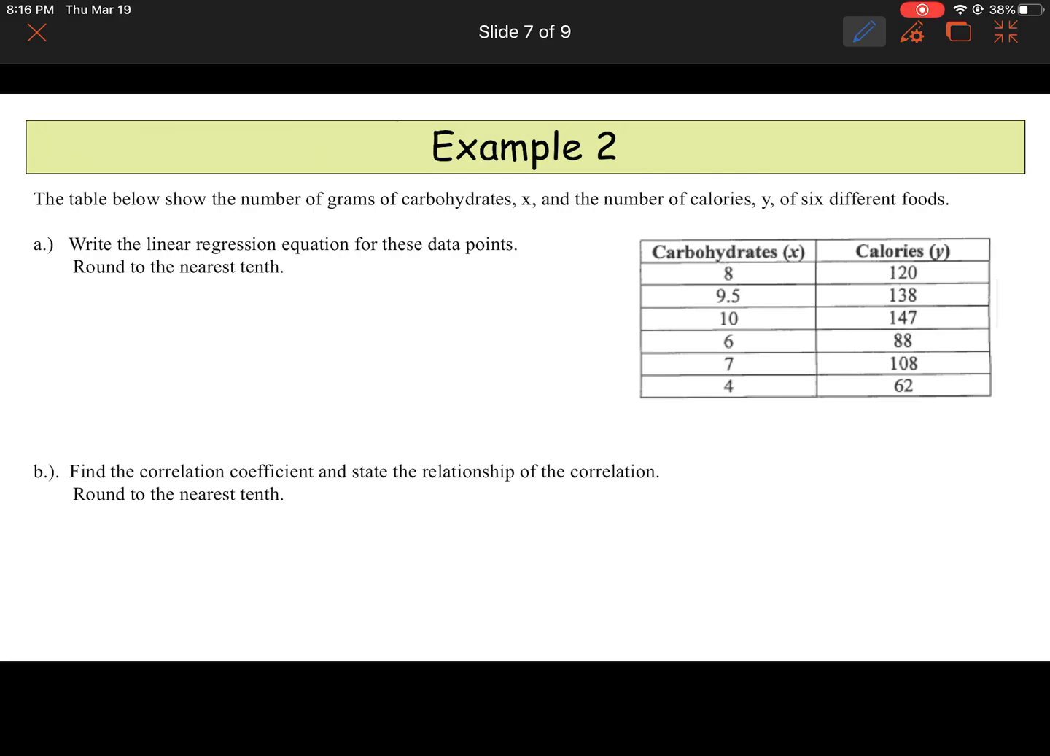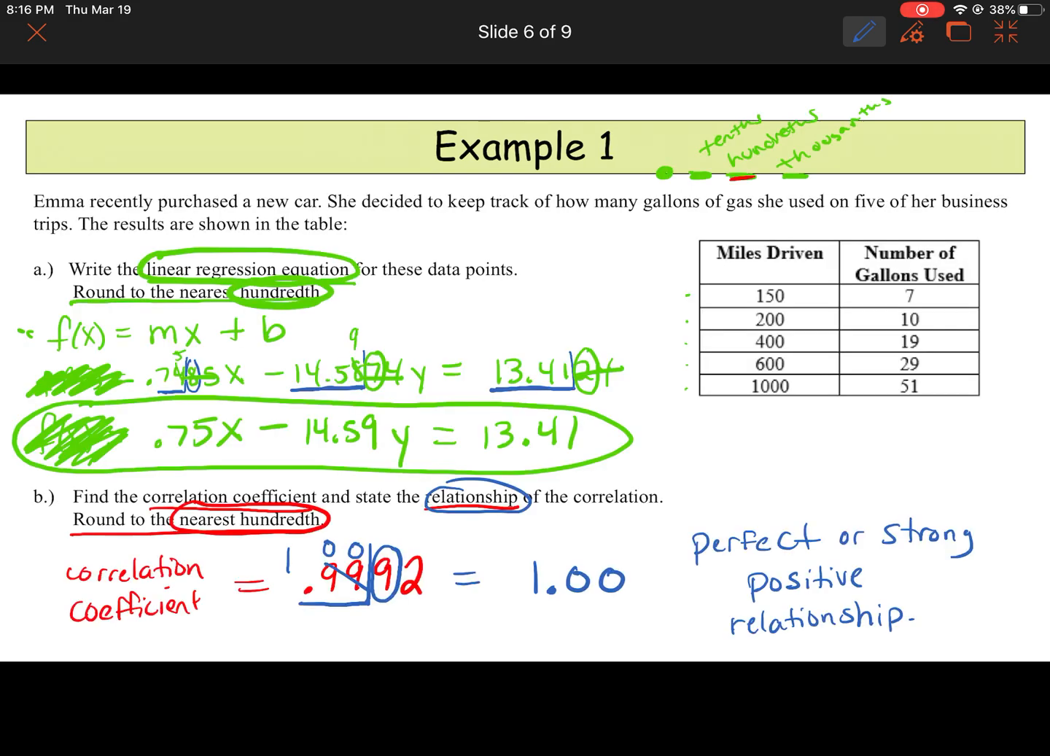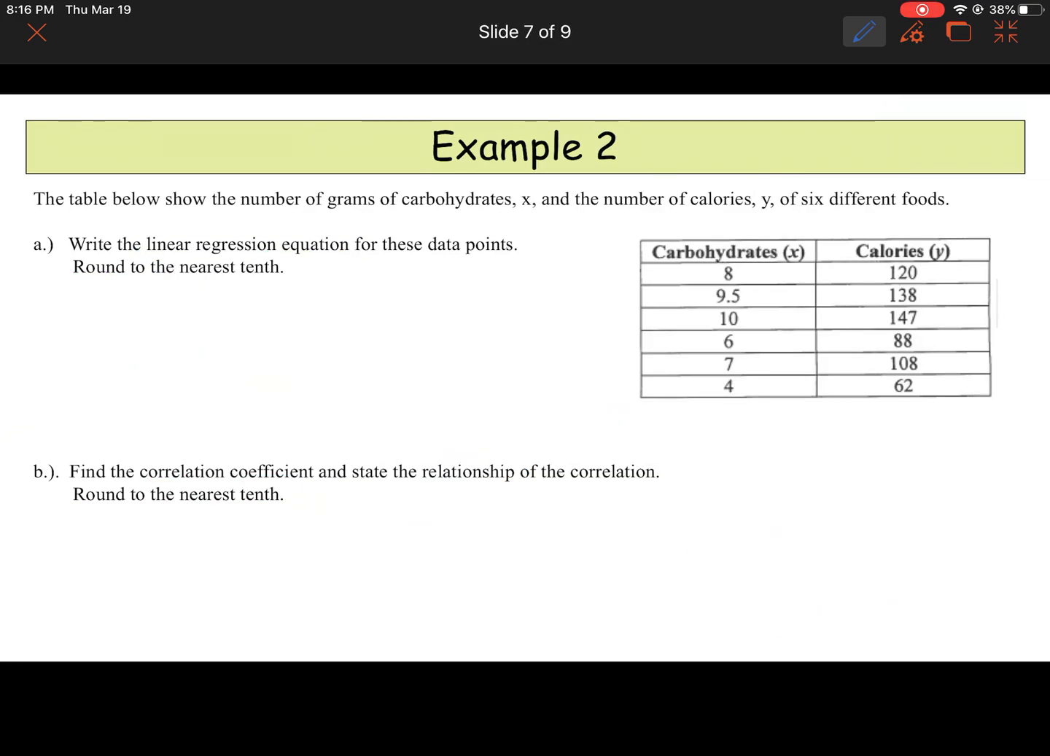Okay, so one more problem, and then I'm going to have you guys do your assignment. Okay, so the next one, example 2. It says the table below shows the number of grams of carbohydrates, x, and the number of calories, y, of 6 different foods. Write the linear regression equation for these data points. Round to the nearest tenth. Okay? Alright, we see linear regression equation.